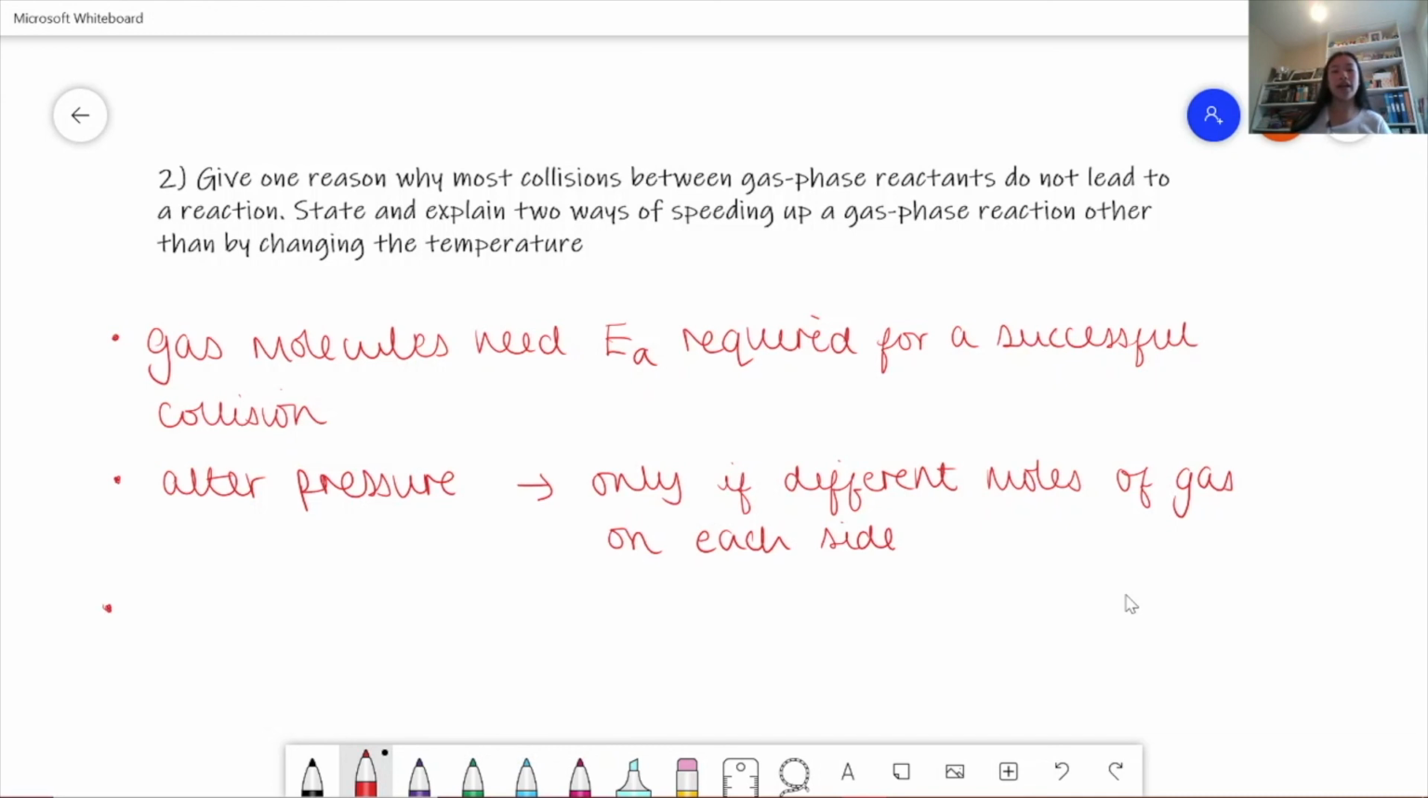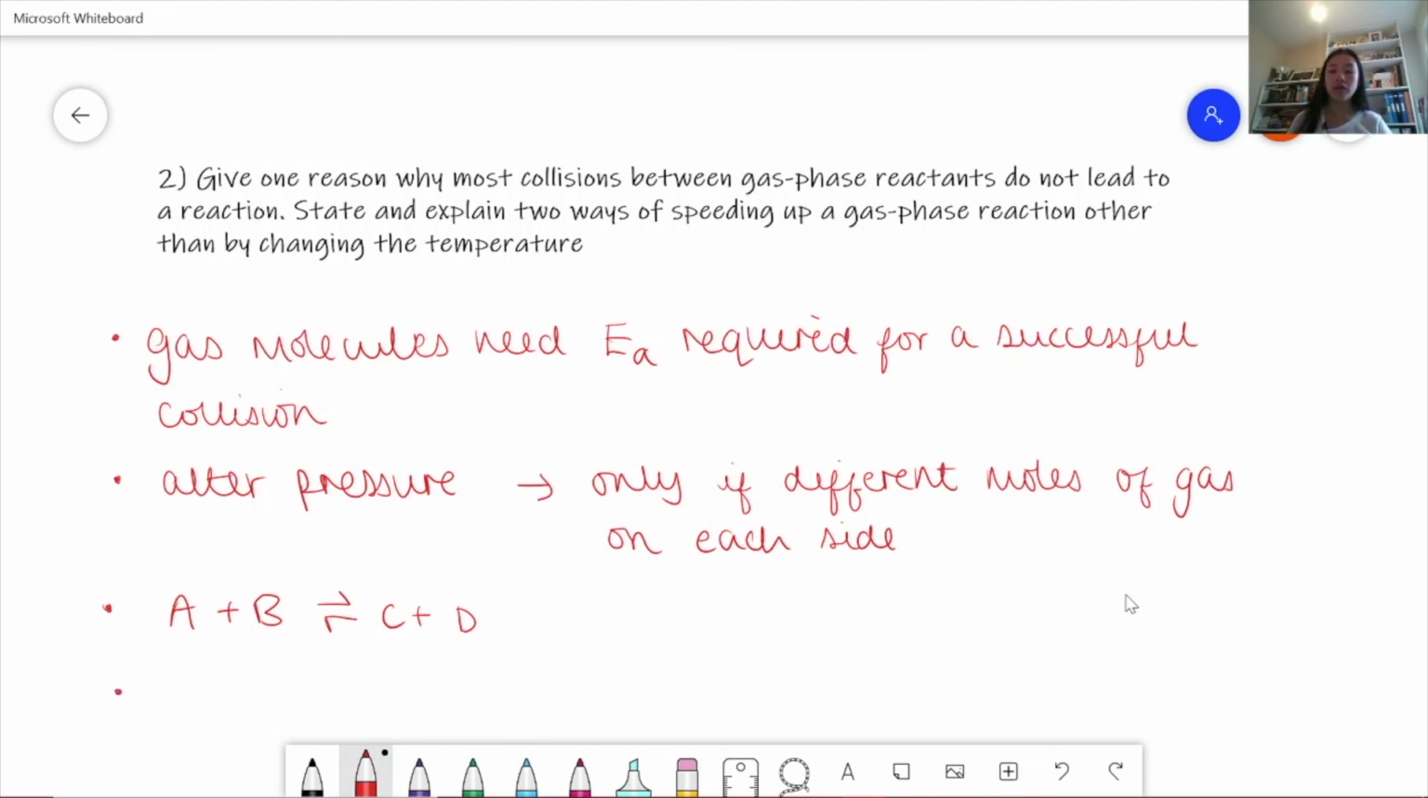Or we can increase the concentration of something. So if we had A plus B goes to form C plus D, and that's a reversible reaction, if we increase the concentration of A, so we add more particles of A in, then the equilibrium will move to decrease the amount of A, so it'll produce more products by using up the A. And so that's something else that we could do to speed it up.